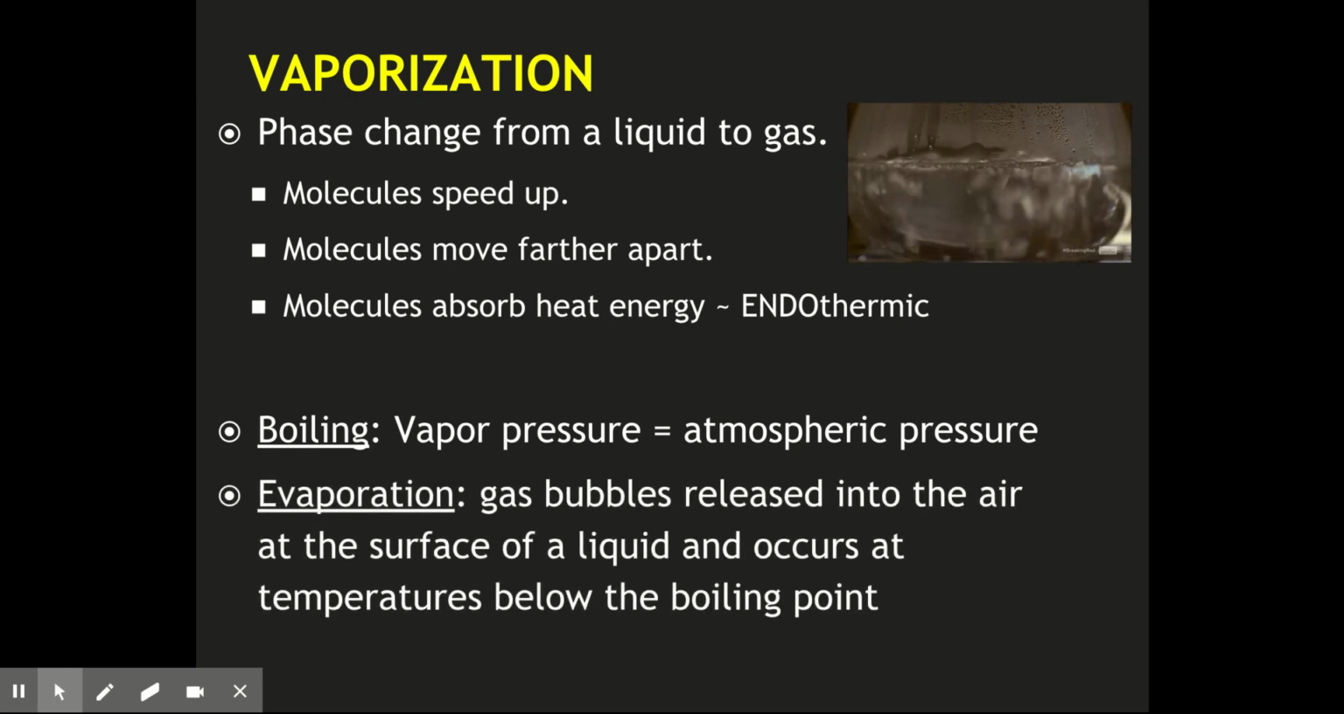So evaporation. Evaporation occurs when gas bubbles are released into the air at the surface of a liquid, and it occurs at temperatures below the boiling point. Okay? So back to the atmospheric pressure for a minute.